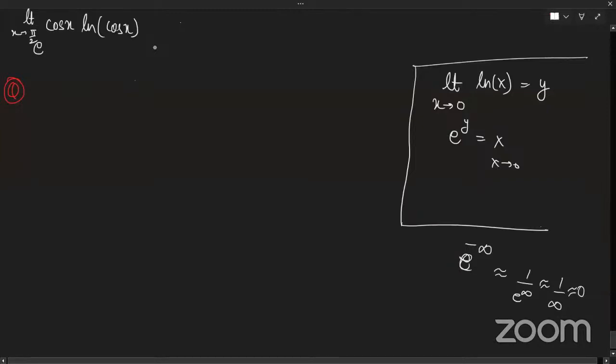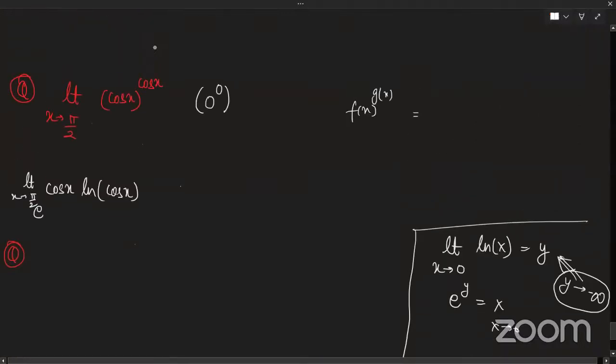So basically your value of y will tend to, sorry, your y will tend to minus infinity. Correct, everyone? Your y will tend to minus infinity. Everyone agree with this?